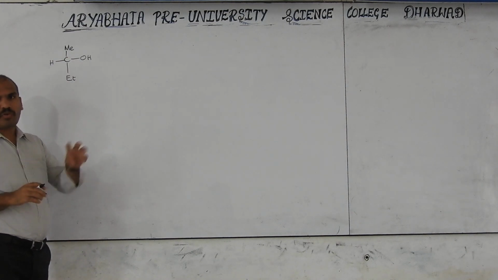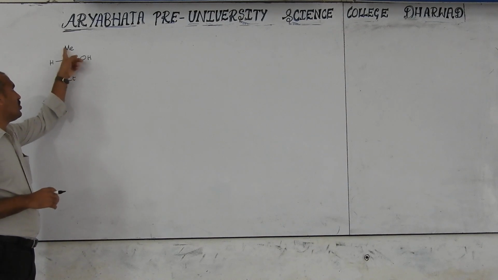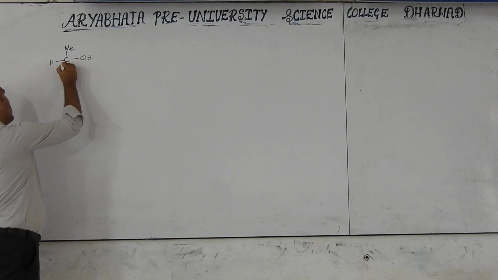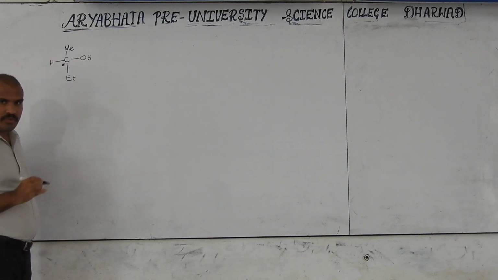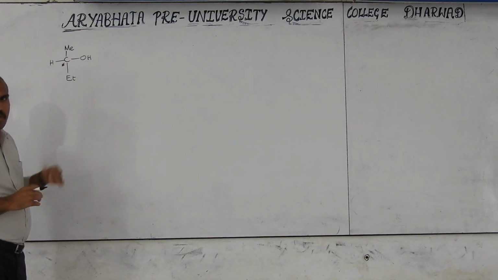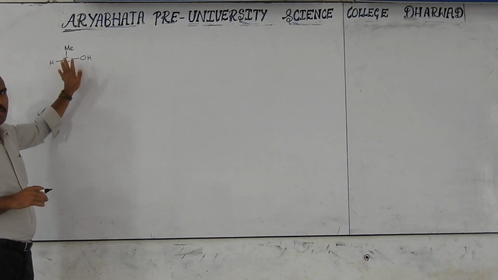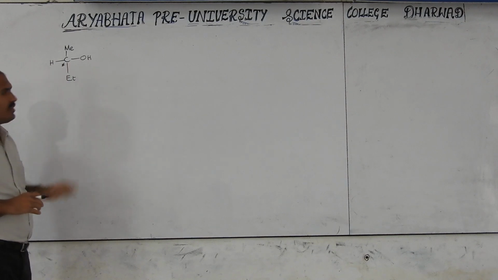Chiral carbon means that it is bonded with four different groups: 1, 2, 3, 4. All are different groups. That's why this carbon is treated as a chiral carbon. It has some configuration. I am not dealing with the RS configuration now. Consider any one of the configurations it has.